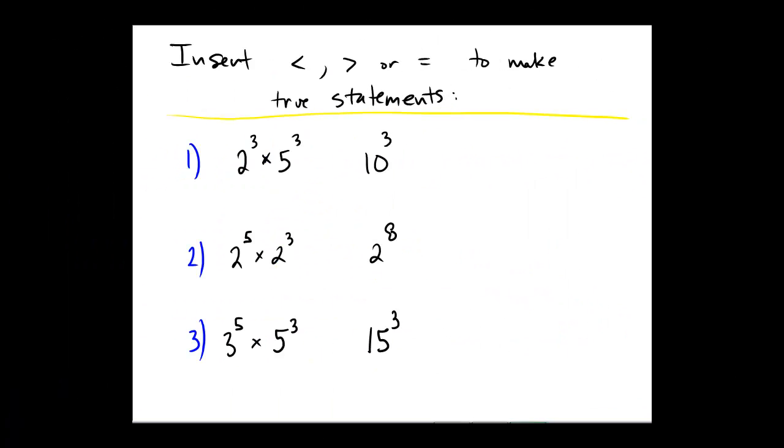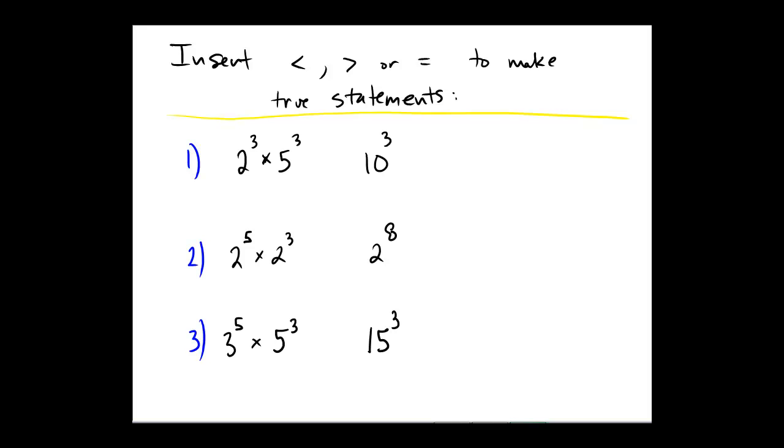This problem will give me an opportunity to remind us of some of the exponent rules that we discussed in class, or what I called the exponents rule. Okay, 10 cubed versus 2 cubed times 5 cubed. We're trying to compare 2 cubed times 5 cubed with the number 10 cubed.